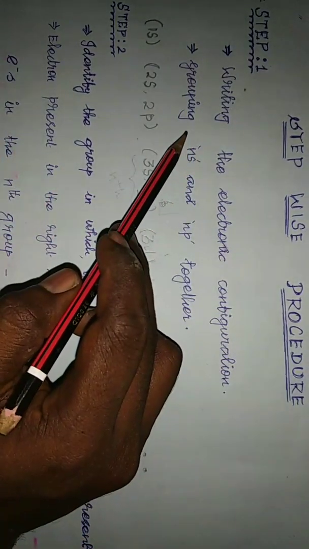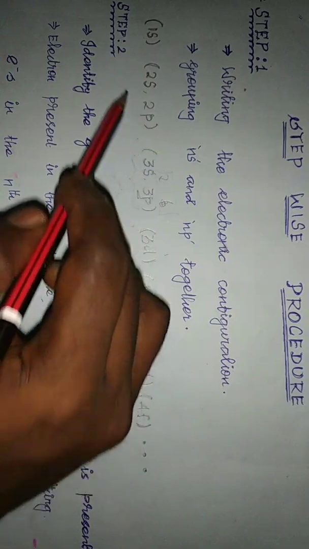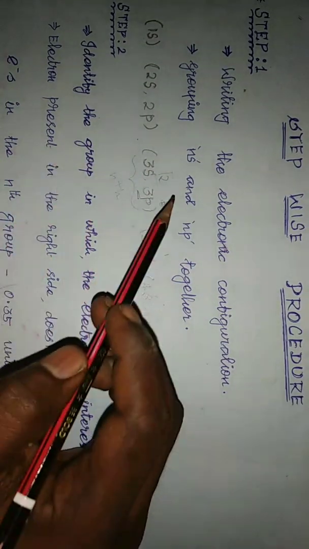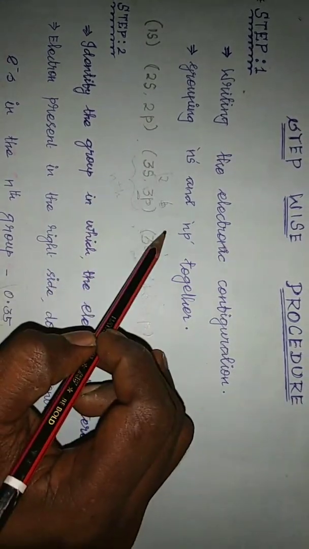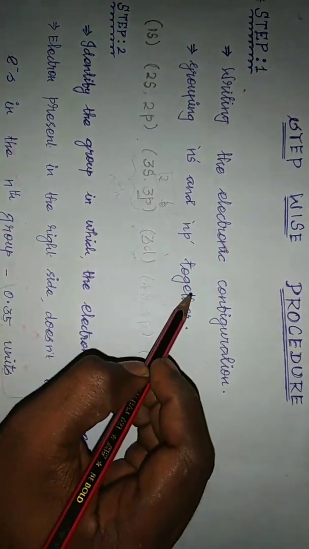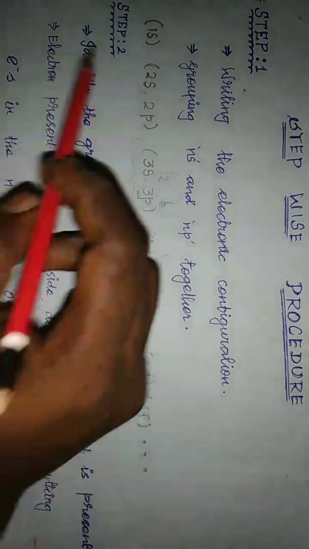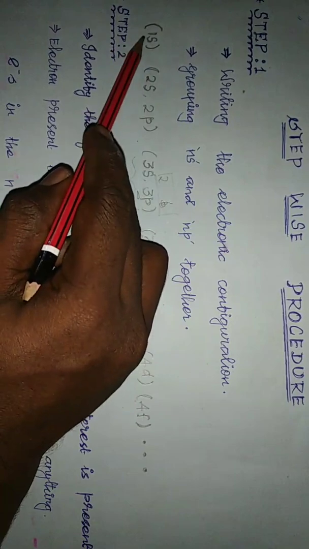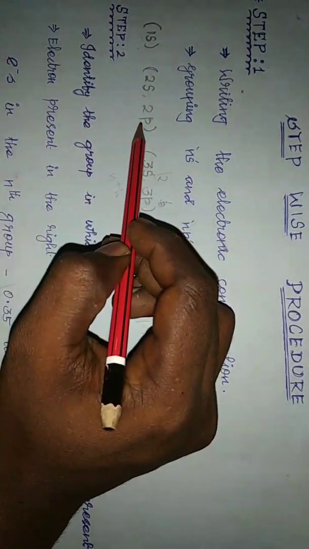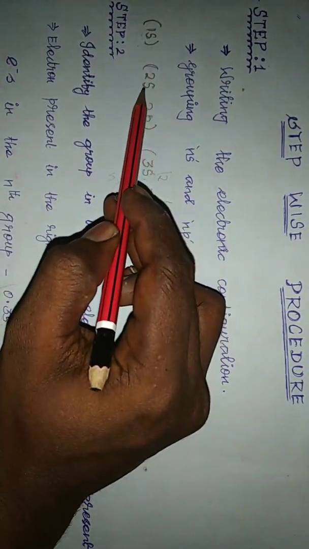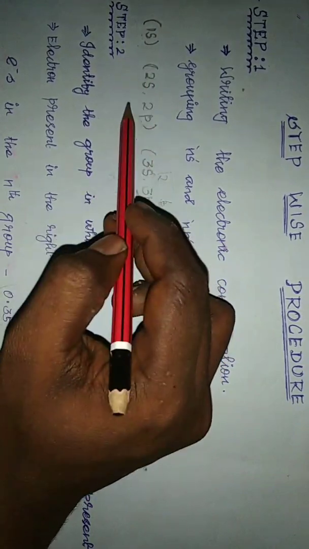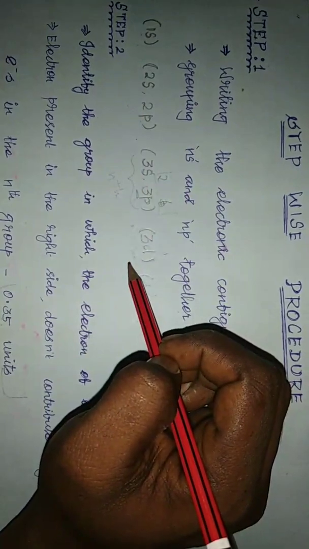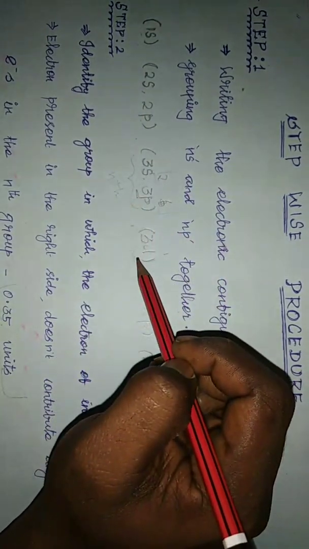Then the next thing we have to do is grouping. Out of the various orbitals, we have to group them. So the grouping will be as follows. The ns and np orbitals we have to place together. In the first orbit, we have only one orbital, that is 1s. So it forms a separate group. Then in the second orbit, we have 2 orbitals, those are 2s and 2p orbitals. So it forms a separate group. Then in the third shell we have 3 orbitals: 3s, 3p and 3d.